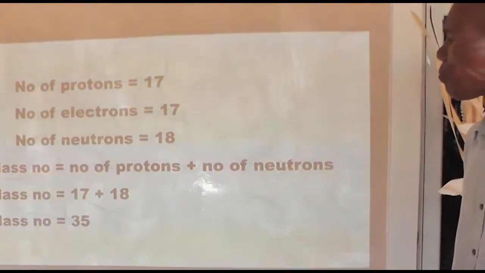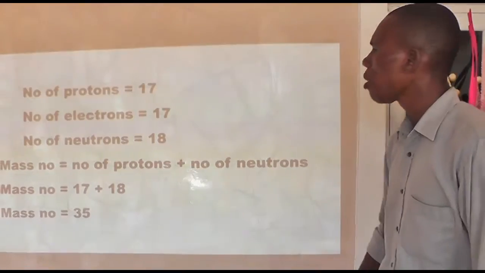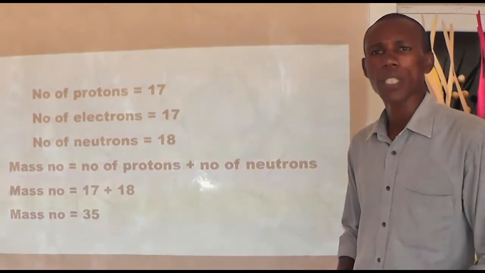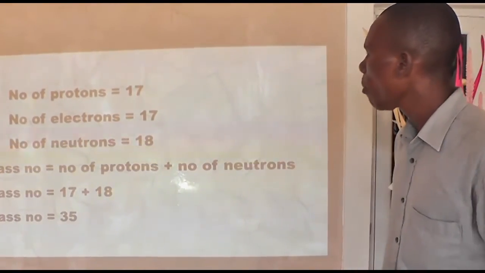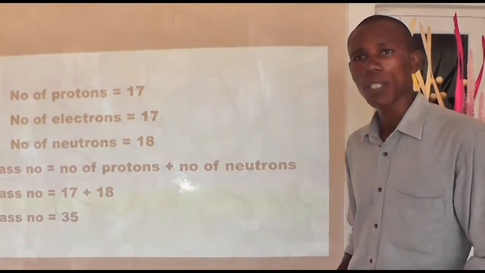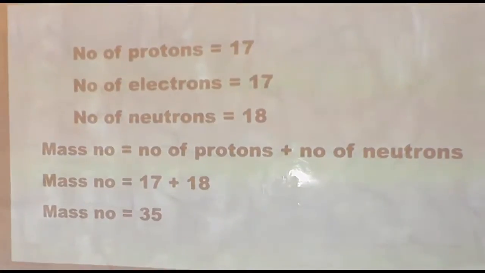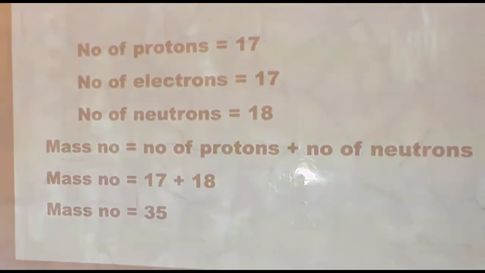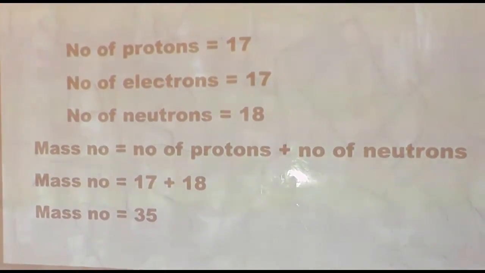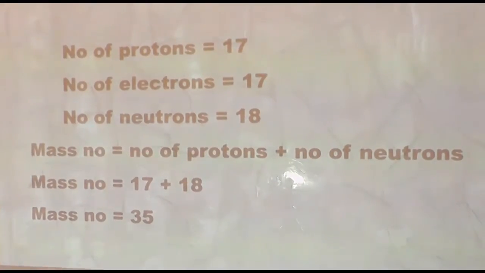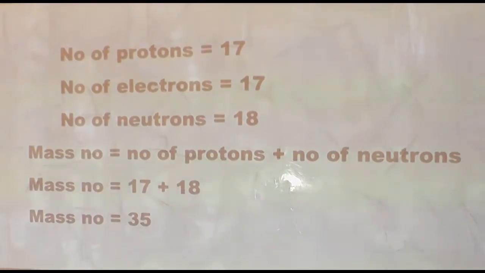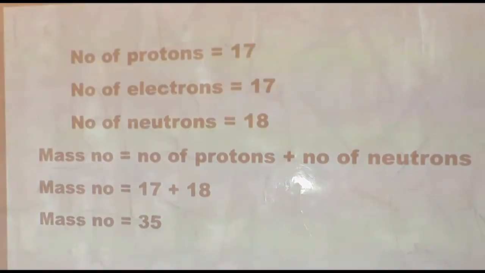By solution, we know that the number of protons is equal to 17, which is given. The number of electrons, which is also 17, is given. And even if it is not given, we know that the number of protons equals the number of electrons for an atom to be electrically neutral. The number of neutrons is equal to 18, also given.